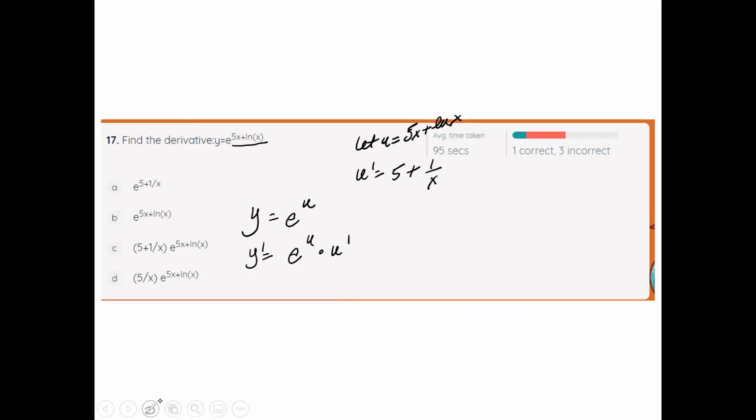So that looks simple enough, but then you have to revert everything back by substituting it back with a u sub. So y prime equals e to the u. e to the u is 5x plus ln x times u prime. u prime is, and here's where you're going to use brackets and parentheses, 1 over x.